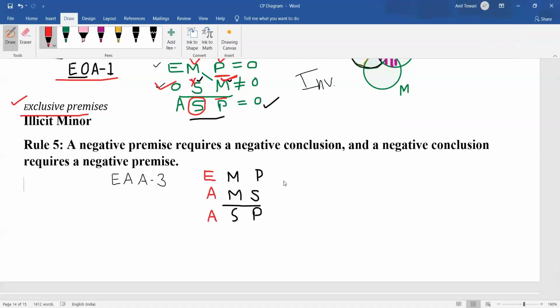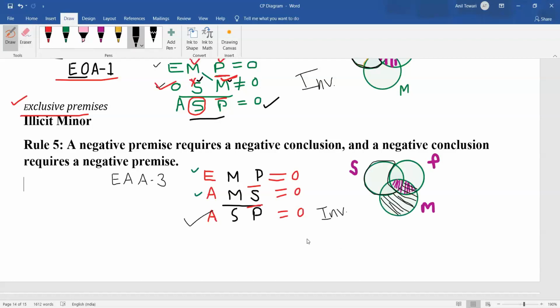EAA3. वेन डायग्राम के लिए हमको इक्वेशन चाहिए, तो E का इक्वेशन है SP इक्वल टू 0, A का इक्वेशन है SP bar इक्वल टू 0, so here you have MS bar is 0, and then A का इक्वेशन है SP bar equal to 0, so this way you will have 0.